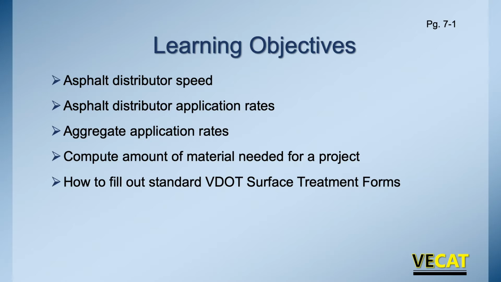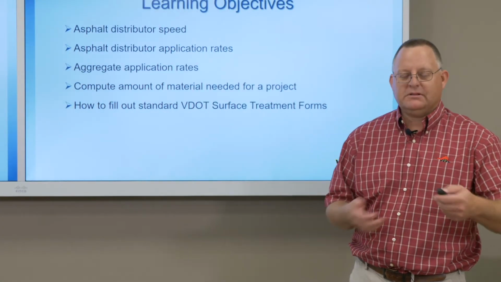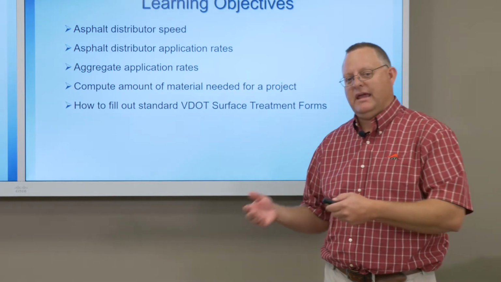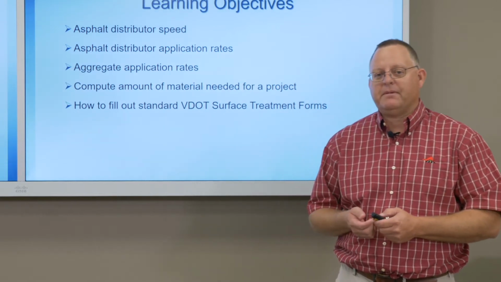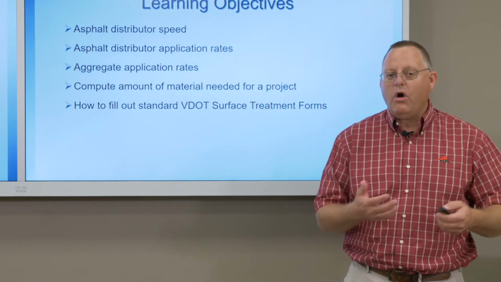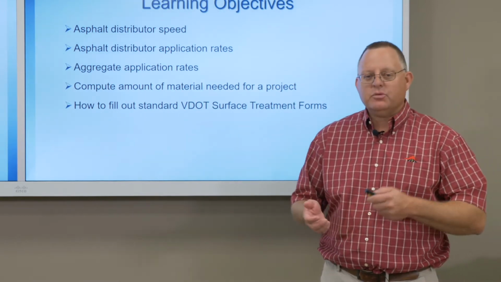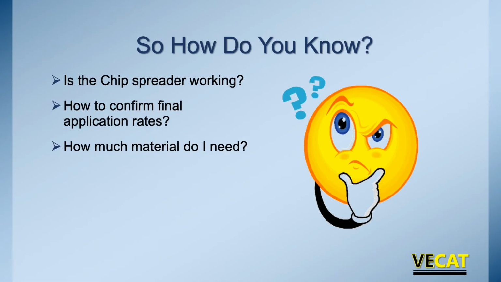We're going to talk about different application rates on these projects. We're going to talk about application rates of the aggregate, how we're going to compute the amount of material needed for a project, and how to fill out some standard VDOT forms. These forms will help you determine how much aggregate application rate went down, how much asphalt or emulsion application rate went down. So we'll walk through all of these to make sure you're comfortable with the common math as well as a few other things out on the projects.